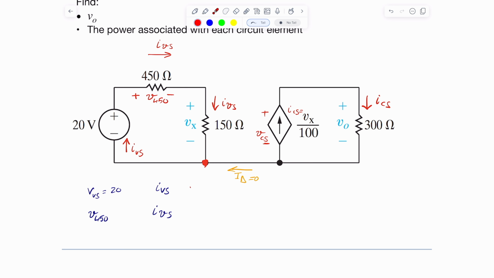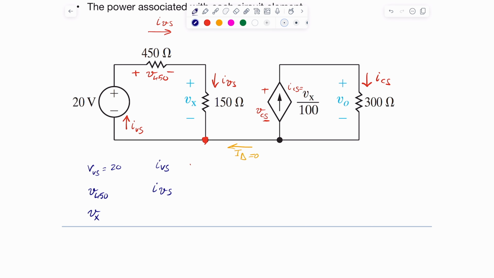But anyway, I'll just keep writing the rest of the elements in here. The Vx, for example, is the same I_Vs. So I finished this part of the circuit with these three elements. Let's figure out this part of the circuit in here.